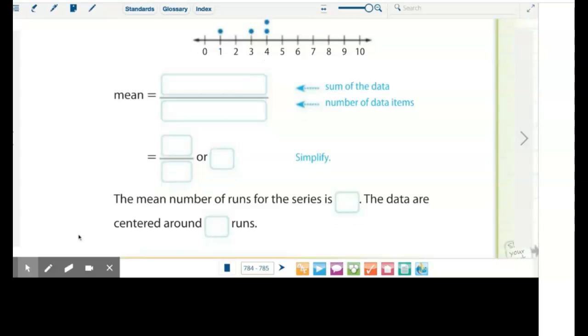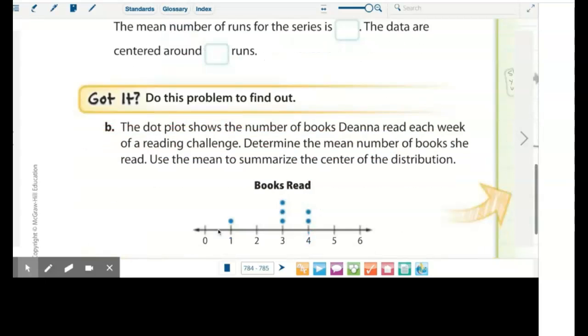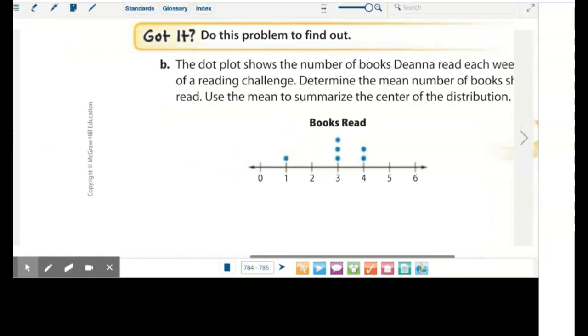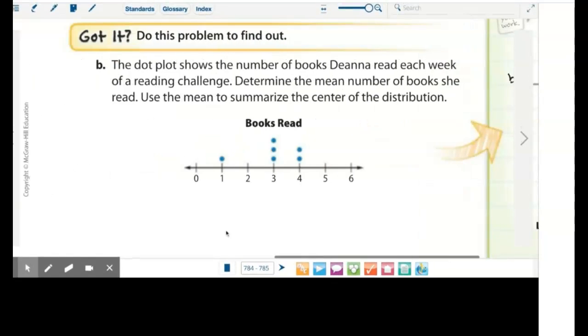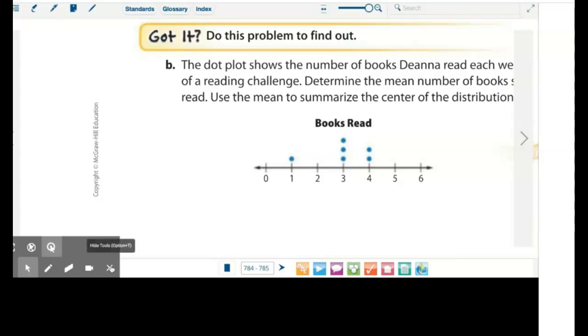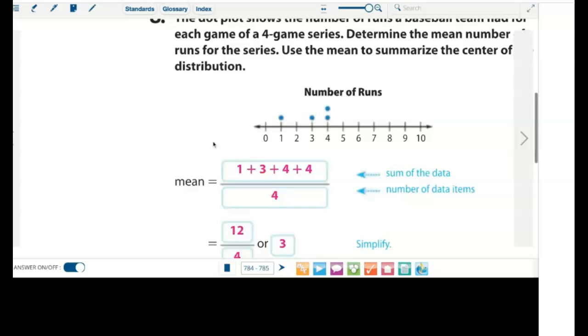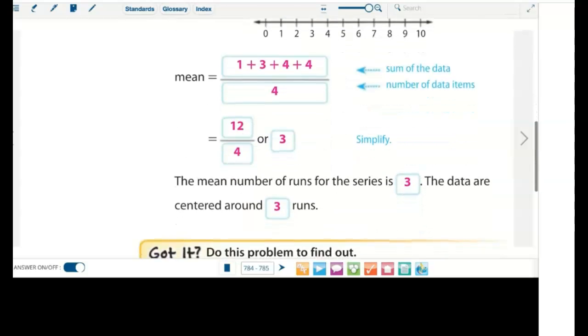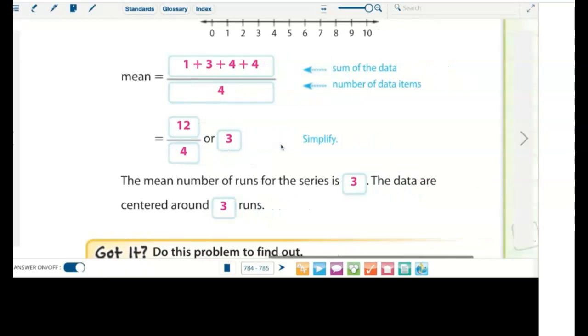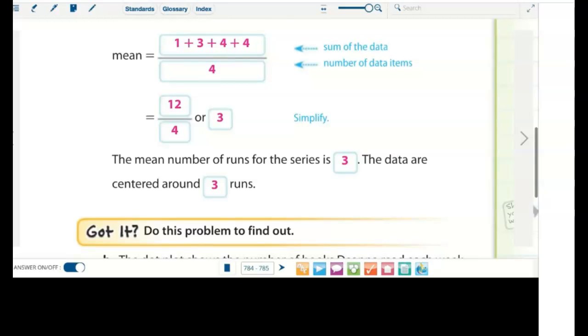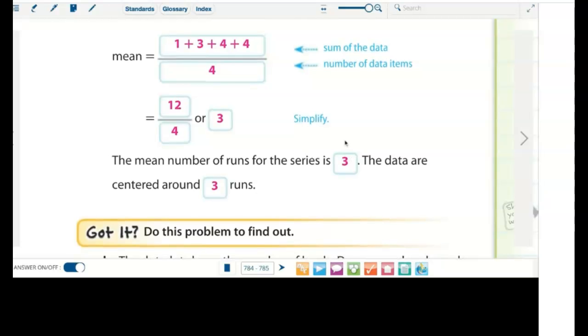Okay, turning the answers on. Yay! Okay, so that's the data points I was talking about, divided by 4. 12 divided by 4 is 3. So the average that they scored each game was 3.